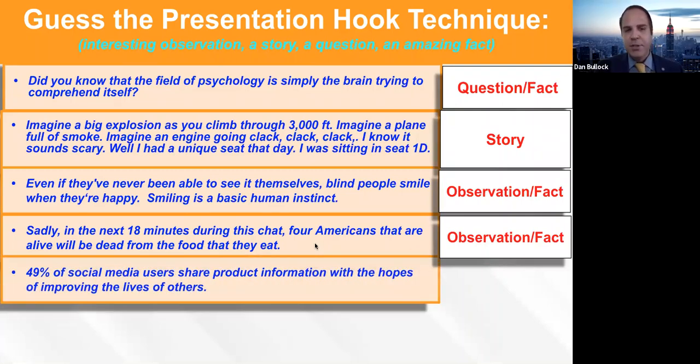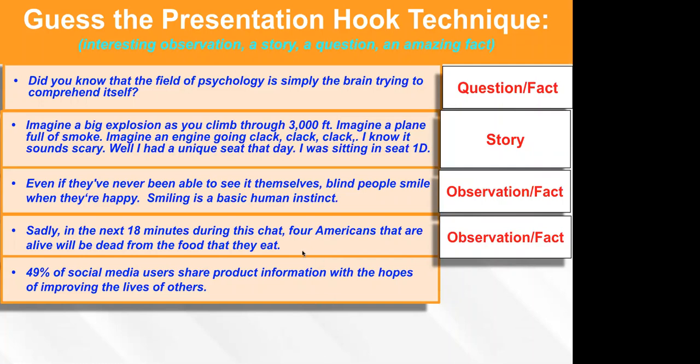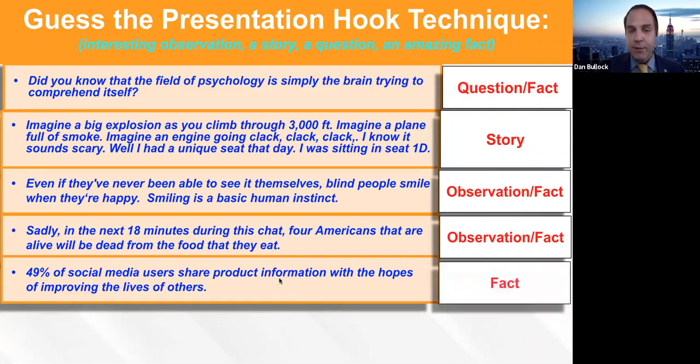And then Professor Bullock. So last but not least: 49% of social media users share product information with the hopes of improving the lives of others. So what do we think? Fact, comma, observation. So this is probably going to err more towards a fact. We have 49% of social media users. It's probably based off of some sort of data, right? And I guess you could debate the hopes of improving lives of others, right? So maybe there's some attitudinal data there that we're trying to glean. So maybe there's some observation within that as well.